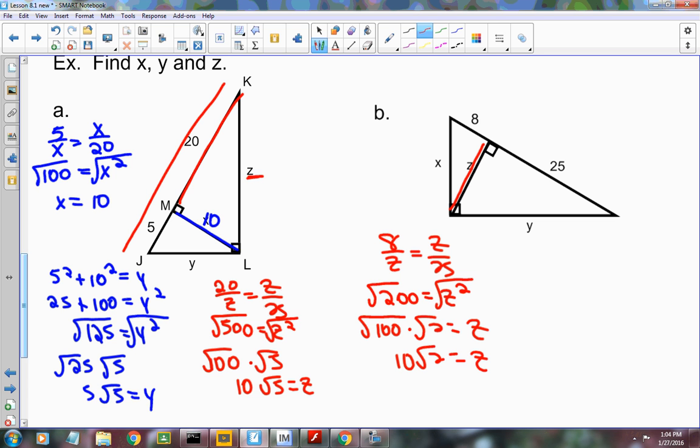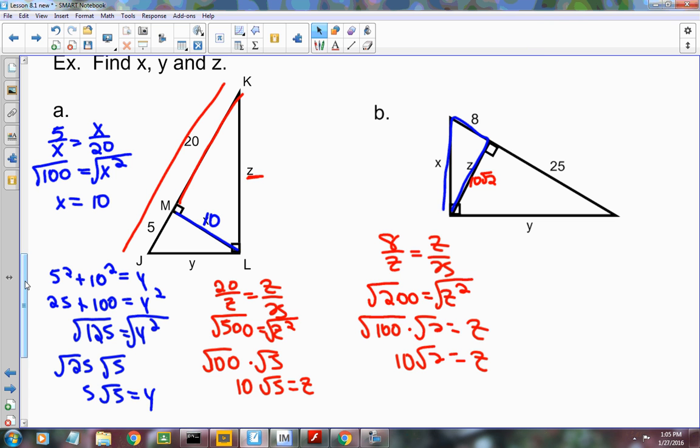Okay, so this is 10 radical 2. All right. So now we need to find either x or y. What do we want to find next? X. What are we going to do? You want to do the Pythagorean theorem? Okay. So we're going to do the Pythagorean theorem.